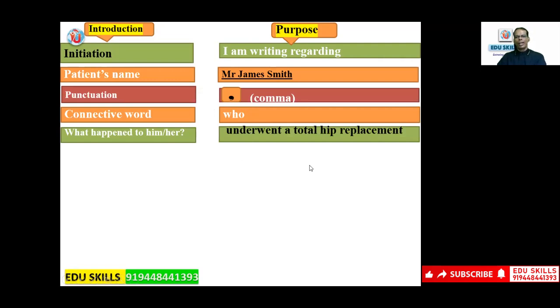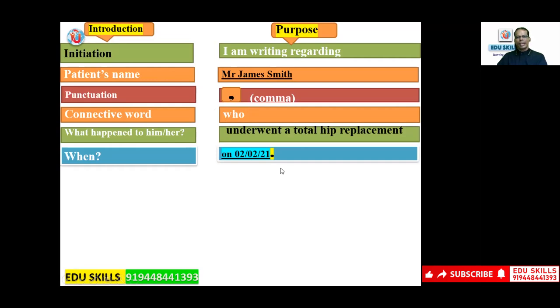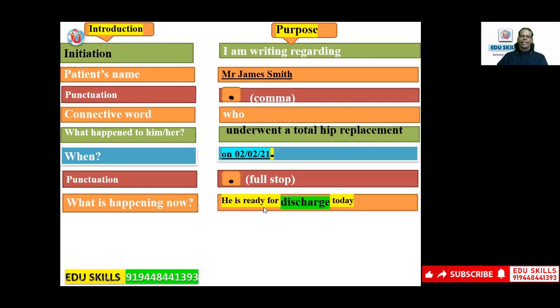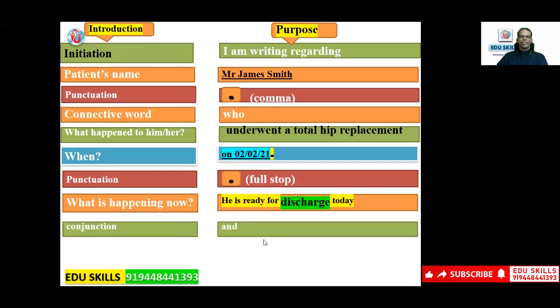Underwent a total hip replacement. Then next, when did it happen? On 2nd February 21. Then punctuation again, full stop. Okay. Then what is happening now? The present timeline. He is ready for discharge today. Okay. Then conjunction. And what is next?